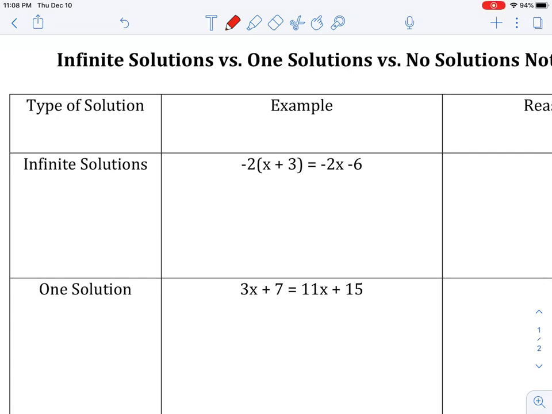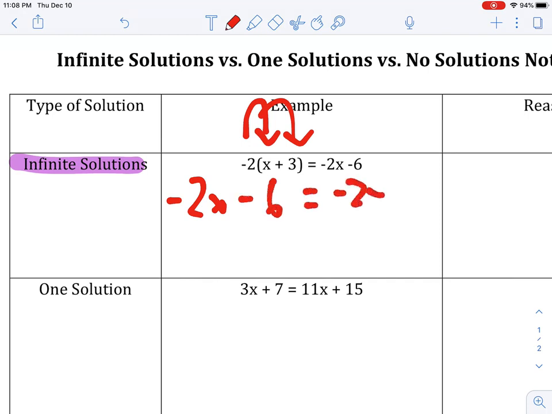Hello, and these notes are going to be on equations that have infinite, one, or no solutions. So this first type is infinite solutions. The first thing we're going to do is our distributive property on the left-hand side, which gives us negative 2x, and negative 2 times 3 is negative 6. We got negative 2x on this side minus 6.